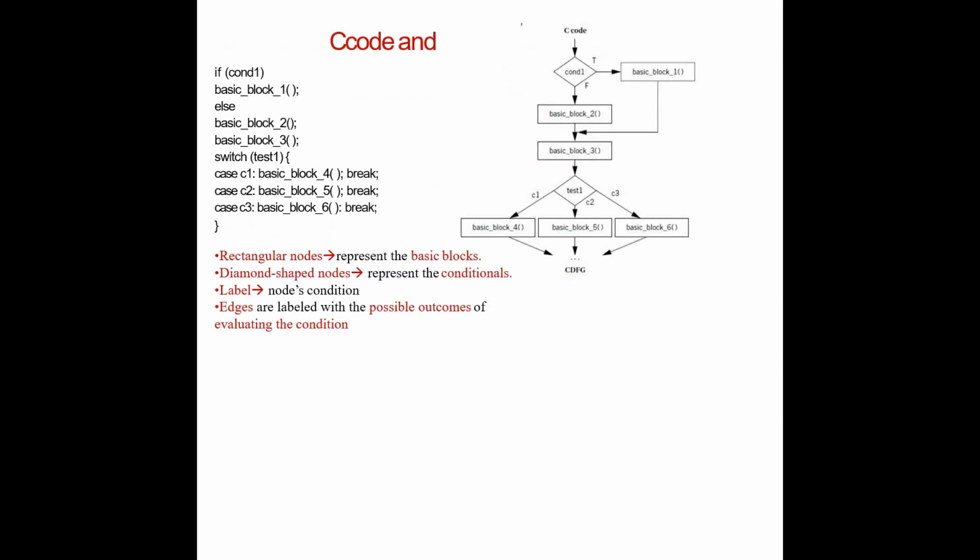So this is C code for the control data flow graph. Rectangular nodes represent the basic blocks. The diamond shaped node represents the conditionals, and labels name the conditions. Then edges are labeled with the possible outcomes of evaluating the conditions. So here on the left side you can see the C code, and on the right side you can see the corresponding control data flow graph. So the CDFG for a while loop looks like this. On the left hand side you can see the while loop condition, and on the right hand side you can see the control data flow graph for the particular while loop.